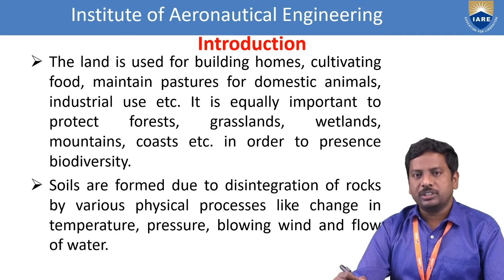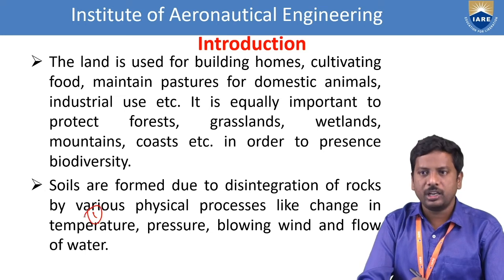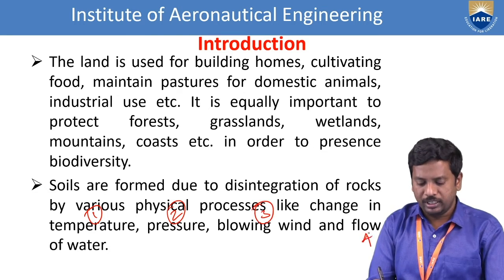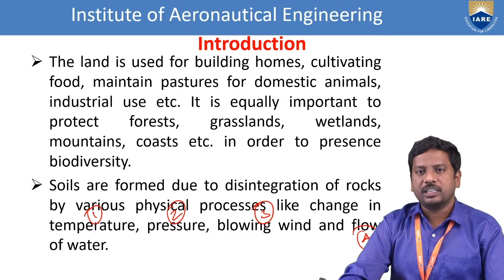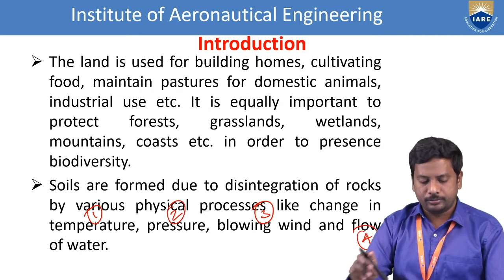That means the nature or quality of the soils will also depend upon mainly four factors. The first one is temperature, the second is pressure, the third is blowing wind, and the fourth is flowing water. For example, if we take agricultural land, it should always be present in wet condition with availability of water flow, and the temperature is very important for the growth of the plants. So these are very important factors in order to improve the quality of the land.